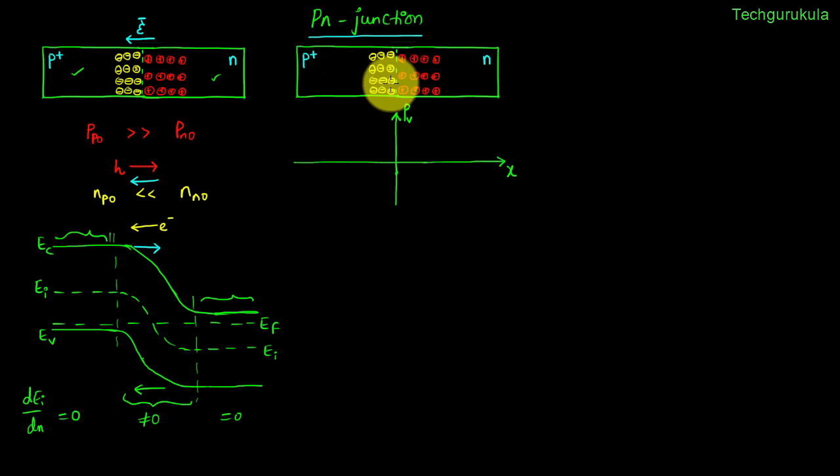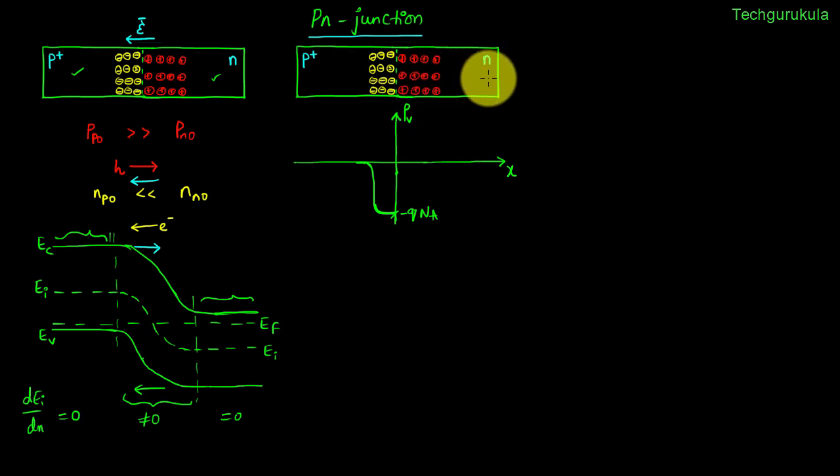We know that far away from the junction on the P side, the charge is neutral, so the net charge is basically zero. As we move closer to the junction, there is a negative charge exposed. So we can plot this like this, where the value would be equal to minus Q times Na, representing the acceptor impurities ionized at the junction.